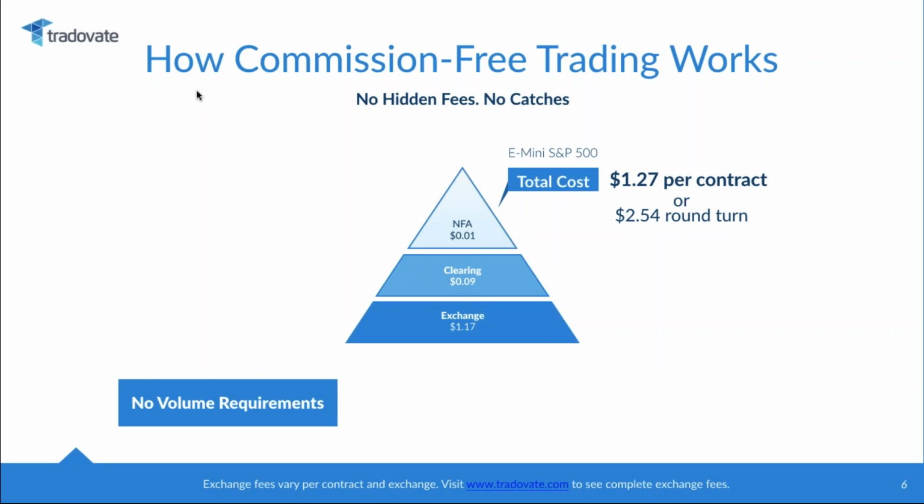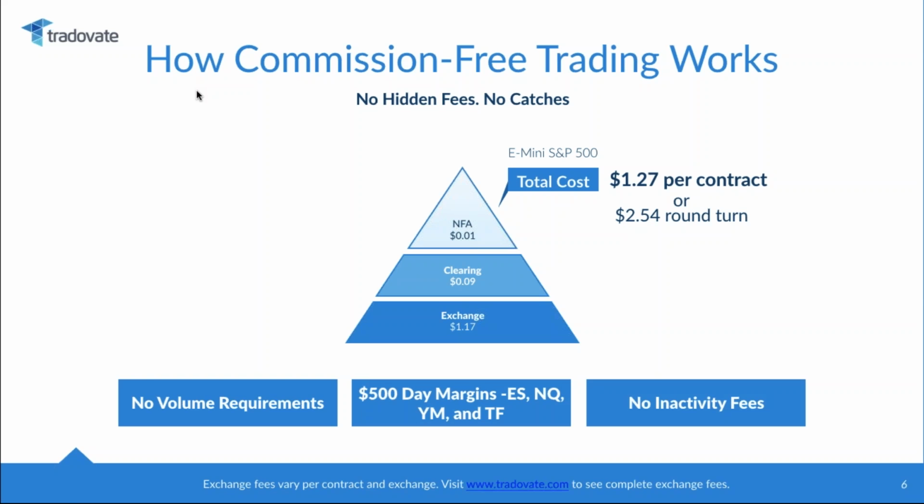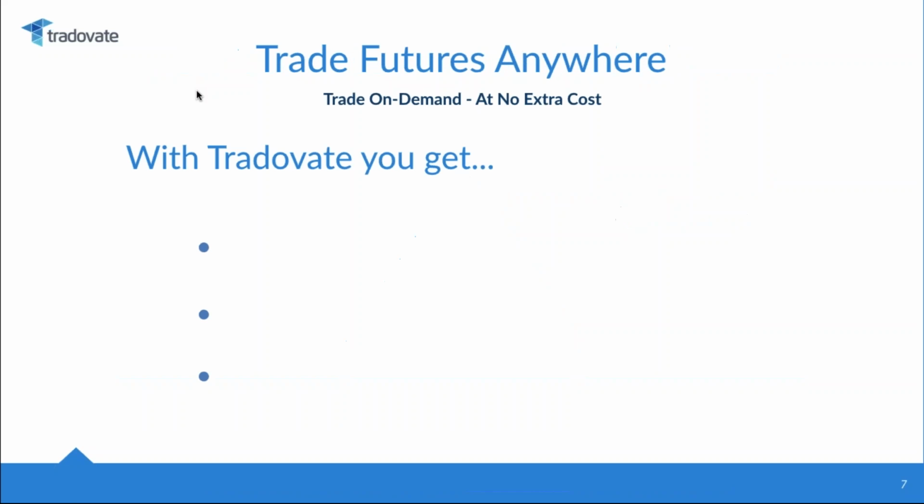It's worth noting that there's also no volume maximum, so you can trade as many contracts as you want, which would likely be a tremendous cost savings that drops immediately to the bottom line for most traders, and we believe this is simply an unmatched value. We offer $500 day margins for the mini S&P, NASDAQ 100, Dow, and mini Russell, and there's no inactivity fees charged at Tradovate when you don't trade.